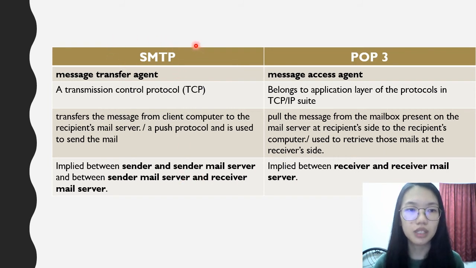So SMTP is used two times. The first is between the sender and the sender mail server, and the second is between the sender mail server and the receiver mail server. POP3 is used between the receiver and the receiver mail server. So these are all the key differences of SMTP and POP3.